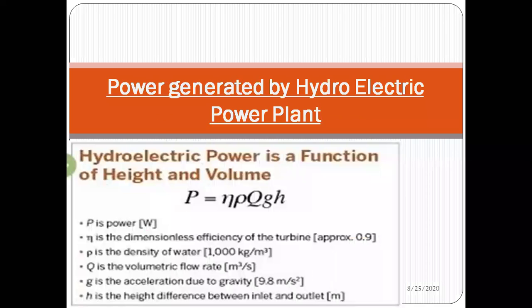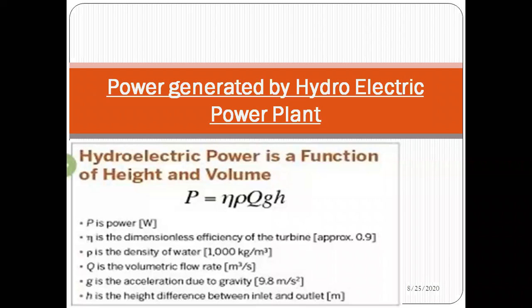First, we have the power generated by the hydroelectric power plant. How much power can be generated by a hydroelectric power plant? For example, in our J&K state, we have the Baglihar hydroelectric power project, whose total installed capacity is 900 megawatt, divided into two main stages. Stage 1 has 450 megawatts and stage 2 has 450 megawatts.